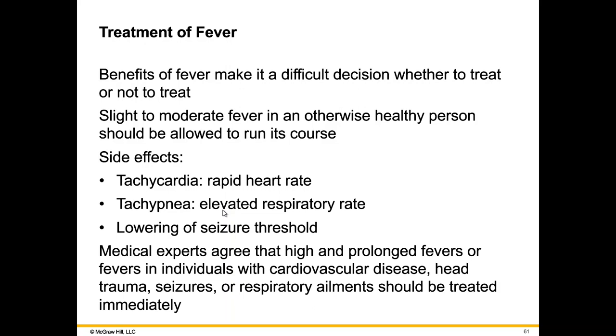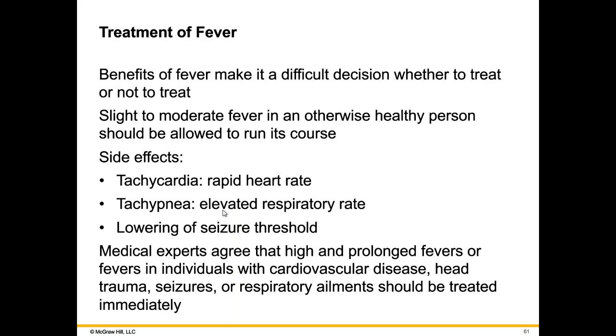Well, it can be difficult to decide whether or not to treat it. A slight to moderate fever in an otherwise healthy person should technically be allowed to run its course, because again, we said it has some good things about it. There are some side effects of fever. It can cause tachycardia and tachypnea, which is a rapid heart rate and elevated respiratory rate, respectively. It can also lower the seizure threshold, particularly in children.